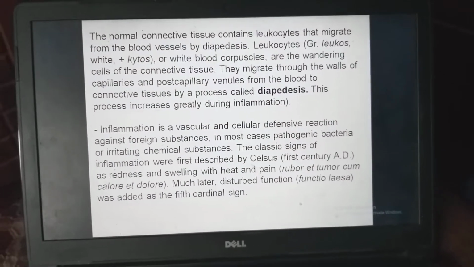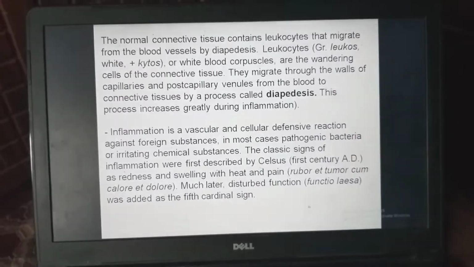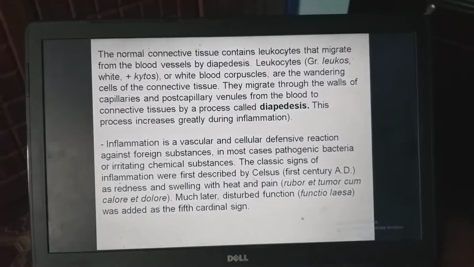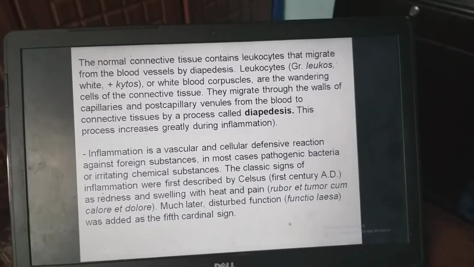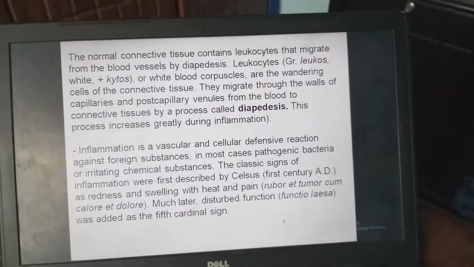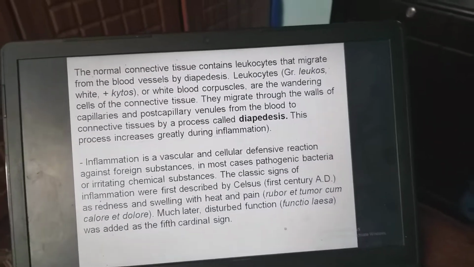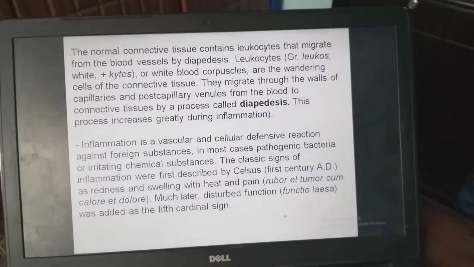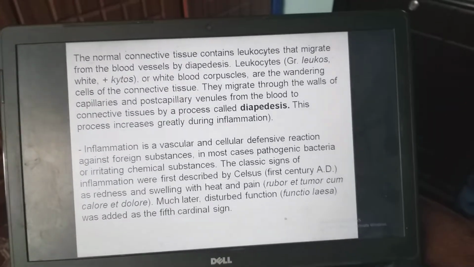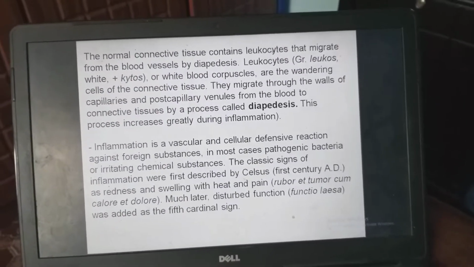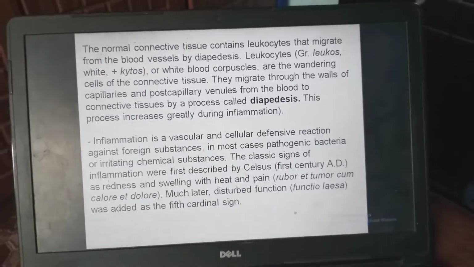Inflammation is a vascular and cellular defensive reaction against foreign substances, in most cases pathogenic bacteria or irritating chemical substances. You know that there are cardinal signs of inflammation. There are five major ones: swelling, pain, whether it is hot or not, whether it is functional or not. So don't forget these major five. Even it is found in your handout, so refer to your handout.